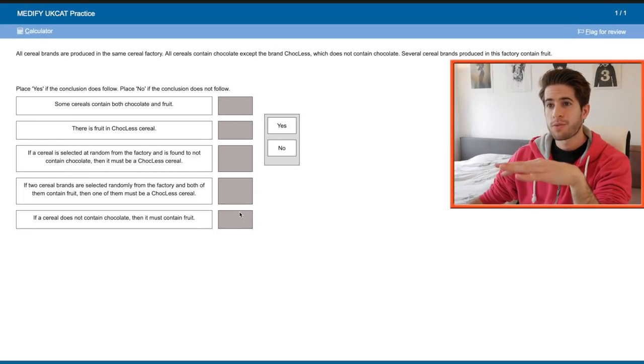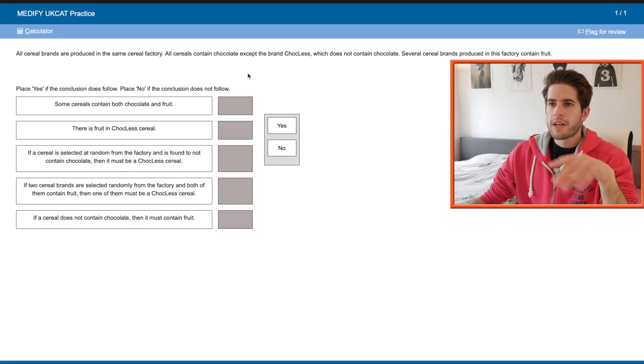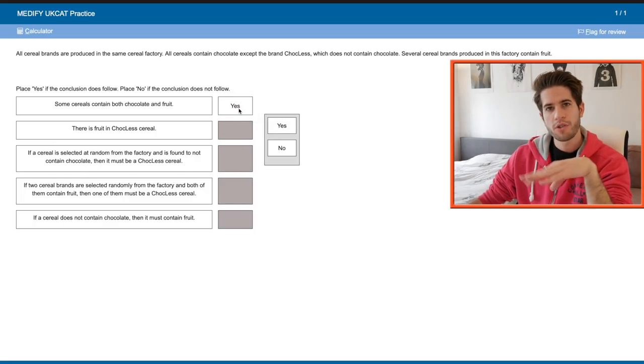All right. Next question. All cereal brands are produced in the same cereal factory. All cereals contain chocolate except the brand Chocless, which does not contain chocolate. Several cereal brands produced in this factory contain fruit. Okay, so let's evaluate these conclusions. Some cereals contain both chocolate and fruit. If all cereal brands are produced in the same cereal factory and several of them have fruit and all of them contain chocolate, then that means that some of them will have both chocolate and fruit.